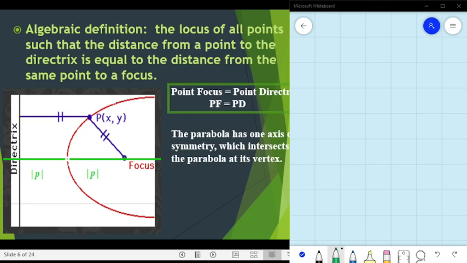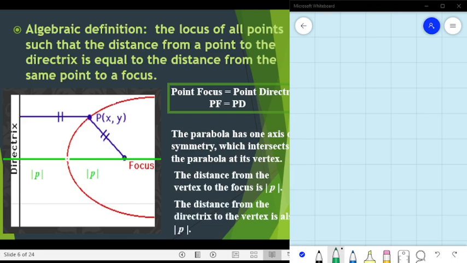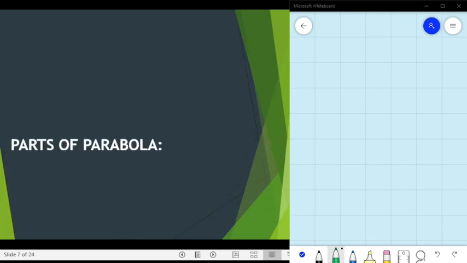So the parabola has one axis of symmetry which intersects the parabola at the vertex. So what is the axis of symmetry? This is the axis of symmetry. The distance from the vertex to the focus is the absolute value of p, and the distance from the directrix to the vertex is also the absolute value of p. So they have the same distance.